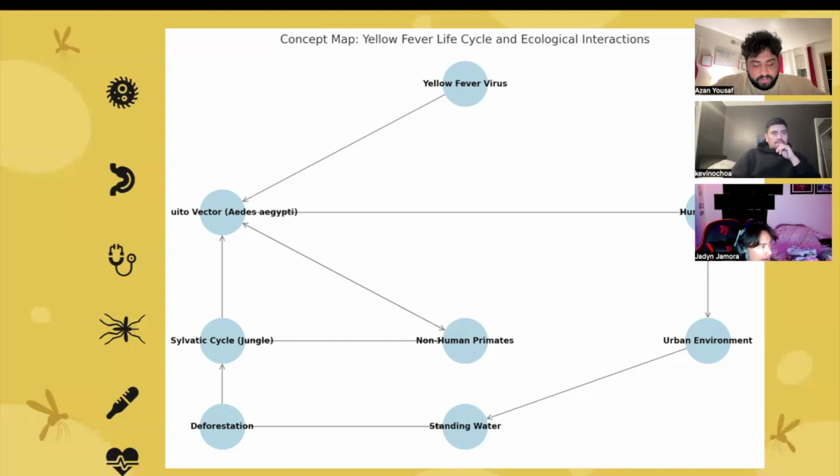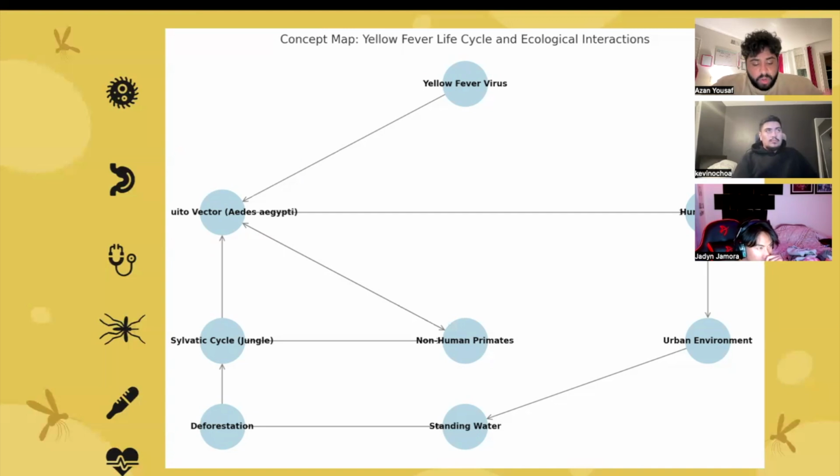The first is a sylvatic cycle, where the virus is maintained in jungle environments with non-human primates serving as the primary hosts. Transmission to humans can occur when people enter these areas, often linked to deforestation, which is disrupting the natural habitats and increasing human-primate contact.